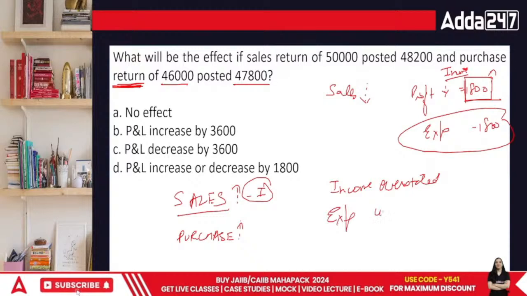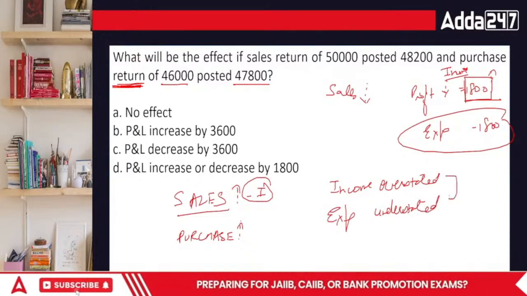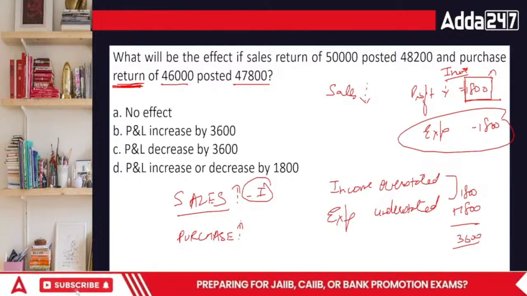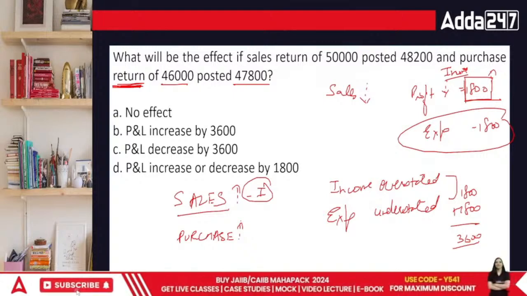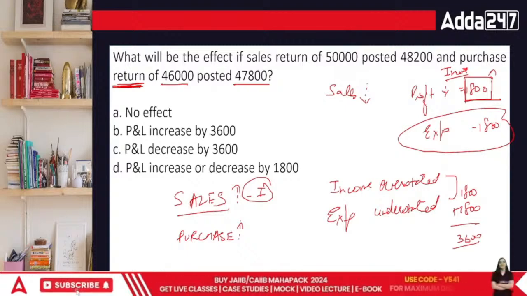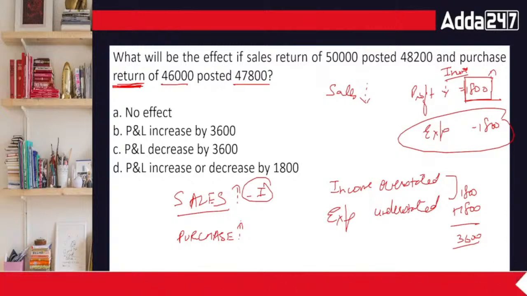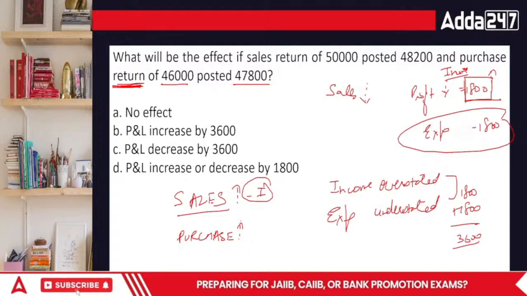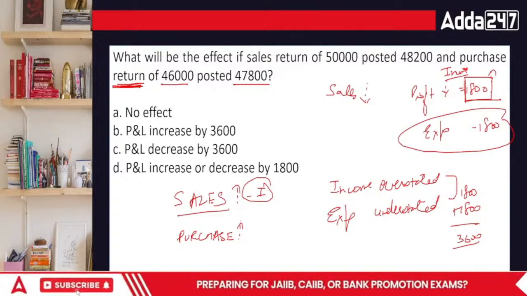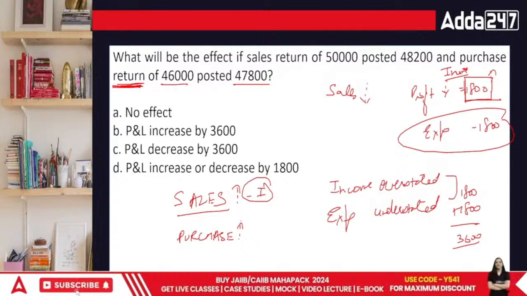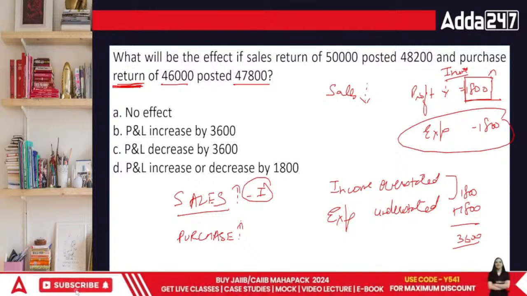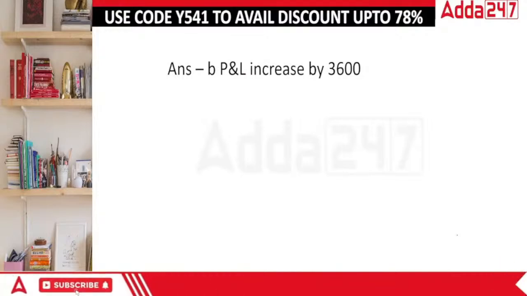and expense understated. Then you have to add both of these. Okay, this will become 3,600 rupees altogether. Done. Done, everyone? Done? चलिए, now comes the next point. Next answer is your P&L is increased by more amount.